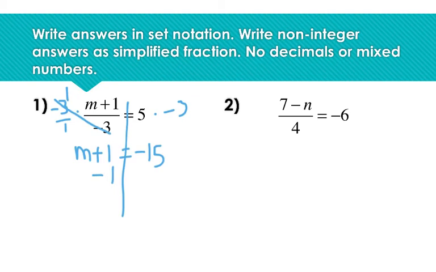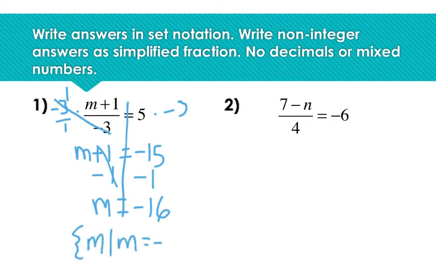Next, we subtract 1 from both sides of our equation. Remember to keep it equal, so m equals negative 16. In set notation, this would be m such that m equals negative 16.